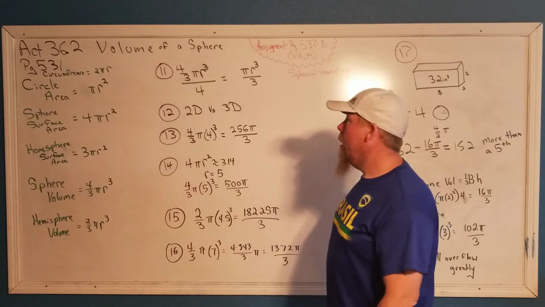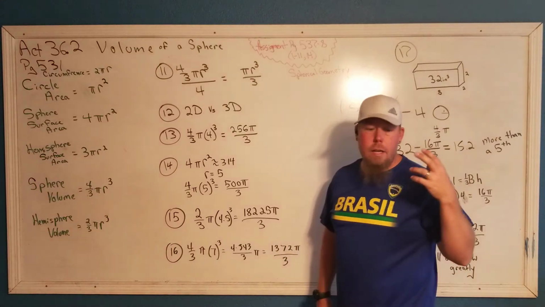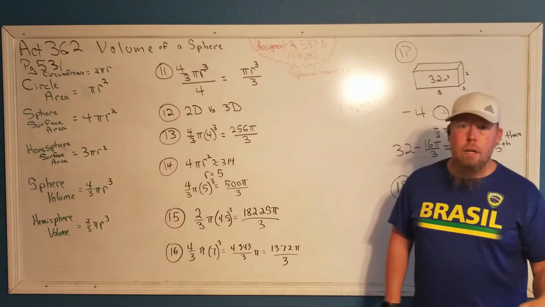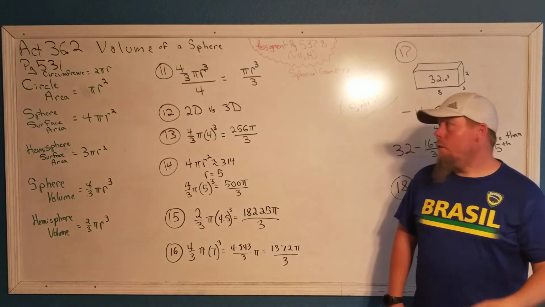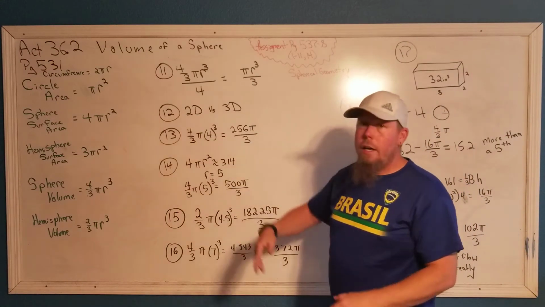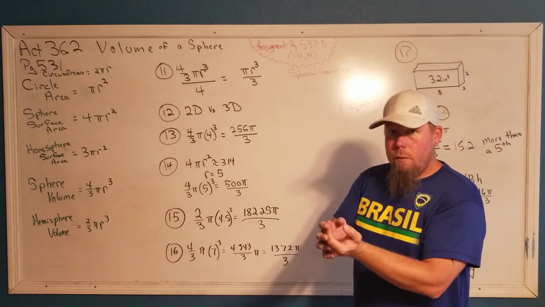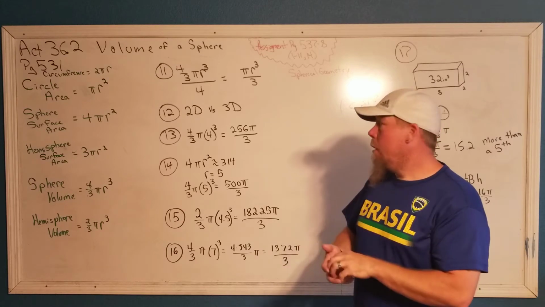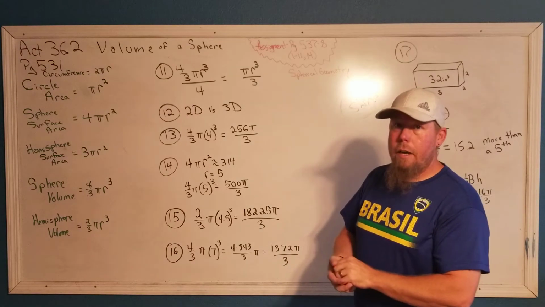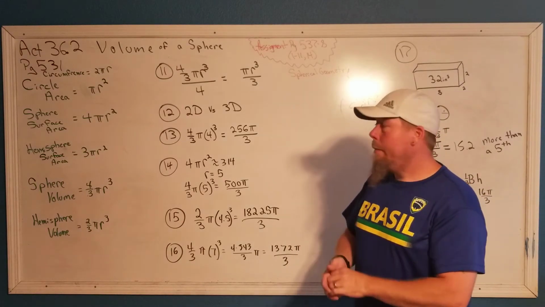All right. Number 12 talks about why is it that the surface area is in units squared, whereas the volume is in units cubed. And just remember, the surface area is like the amount of paper it takes to cover the globe, versus the volume is how much stuff's on the inside. Okay, it's 2-dimensional versus 3-dimensional, and that's why.